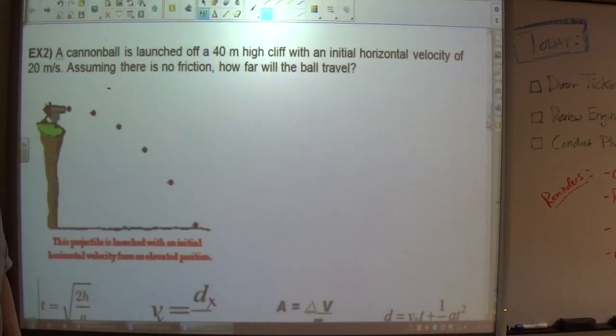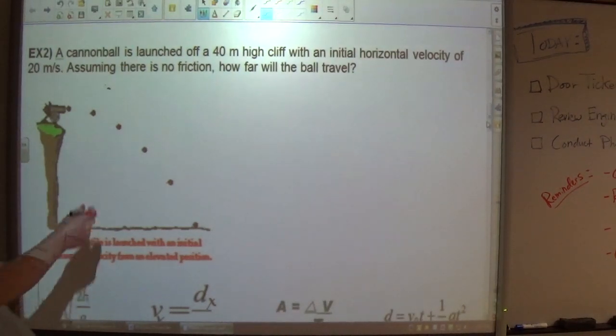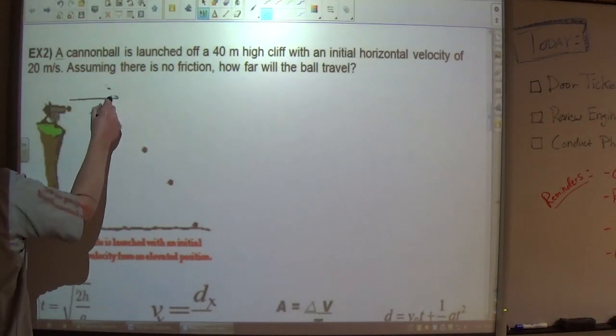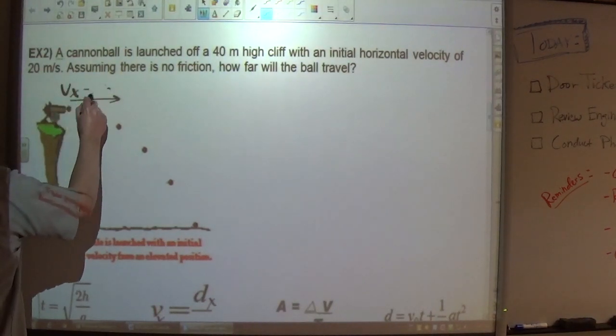In example number 2, they give us the scenario of a cannonball again. They say it's launched off a 40-meter cliff. It has an initial horizontal velocity of 20 meters per second. Assuming there's no air friction, they want us to figure out how far the ball will travel. So we know that it's going to come out of here with a v of x equal to 20 meters per second.